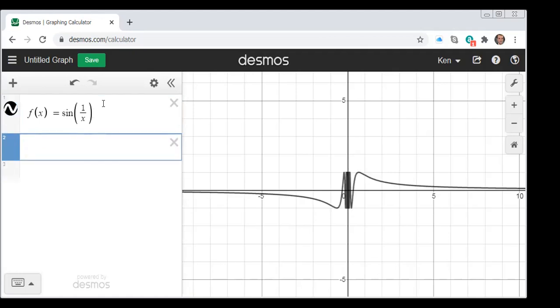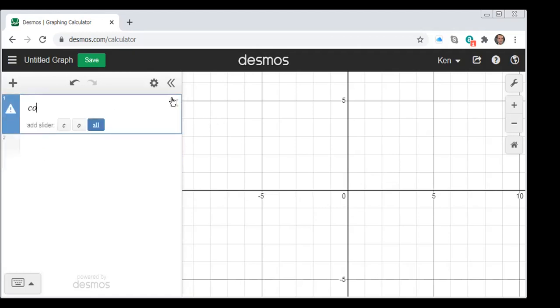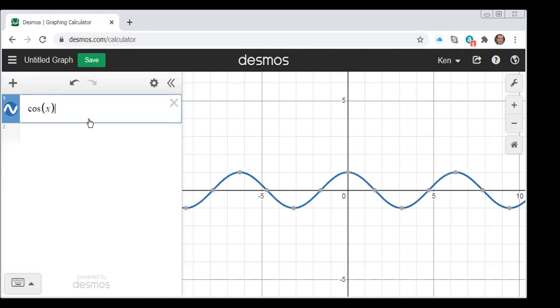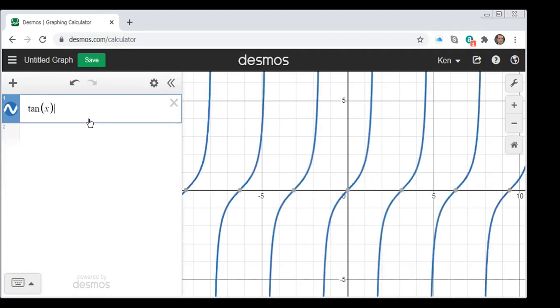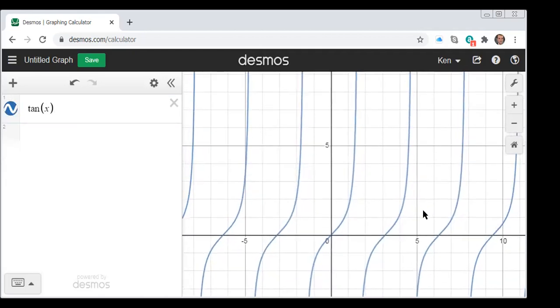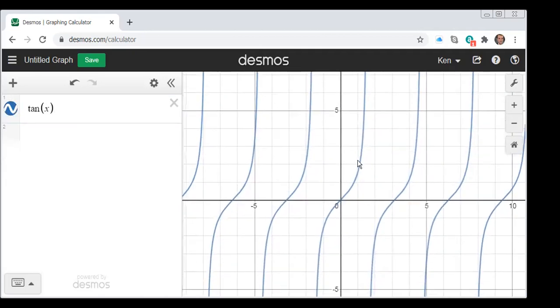All of the trig functions are continuous on their domains. So if I look at cosine of x, that's continuous. If I look at tangent of x, I mean, it's continuous on its domain, right?